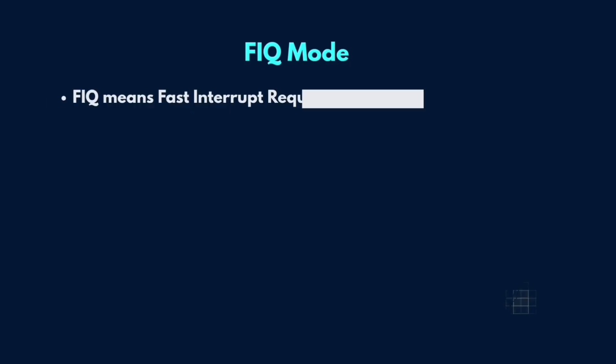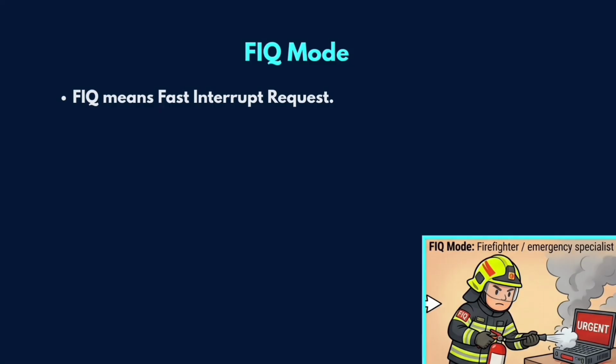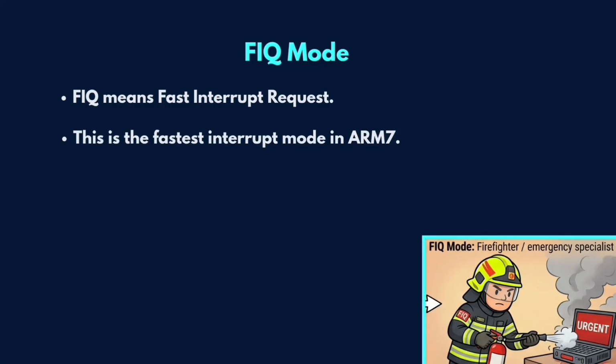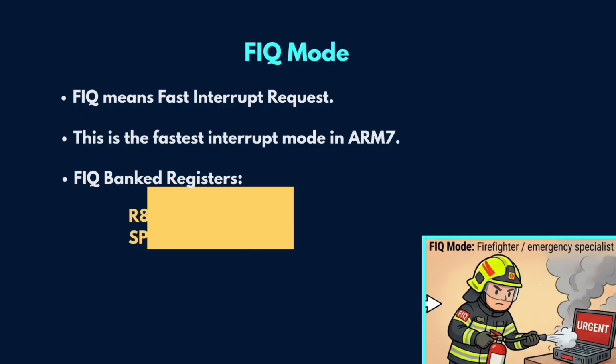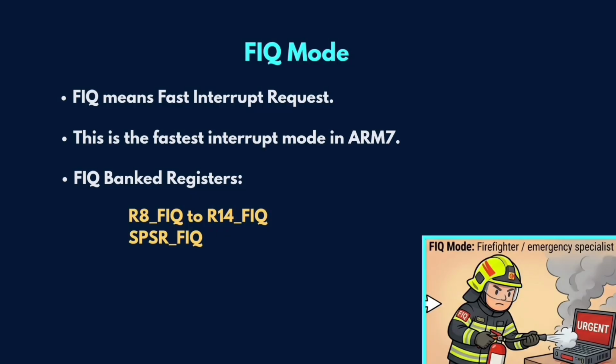FIQ means fast interrupt request. This is the fastest interrupt mode in ARM7. And why exactly is it faster? Because FIQ has more banked registers. It gets R8 to R14_FIQ and SPSR_FIQ. Since FIQ already has its own registers, the processor spends less time saving and restoring data. FIQ also has higher priority than IRQ.